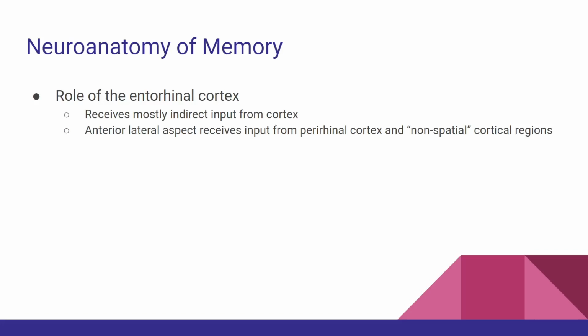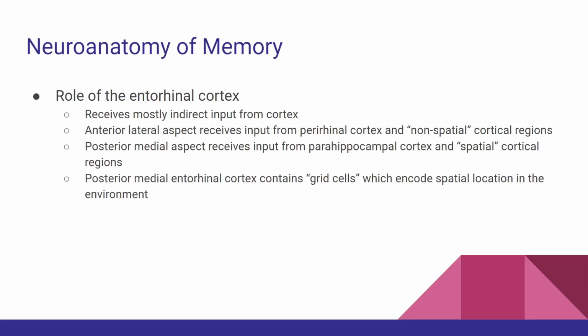anterior lateral aspect receives a lot of the perirhinal and non-spatial information. And the posterior medial entorhinal cortex contains a specific type of cell called grid cells, which encode spatial location in the environment. So within those grid cells, every aspect of the environment is mapped out in a 3-dimensional map. And these grid cells project to specific cells within the hippocampus called place cells, which is how that spatial information is retained and then later encoded into our memories.